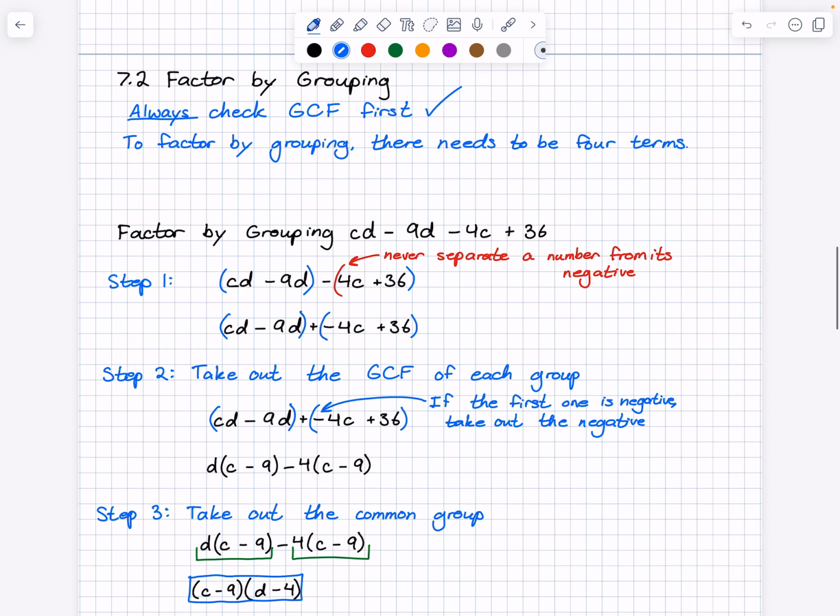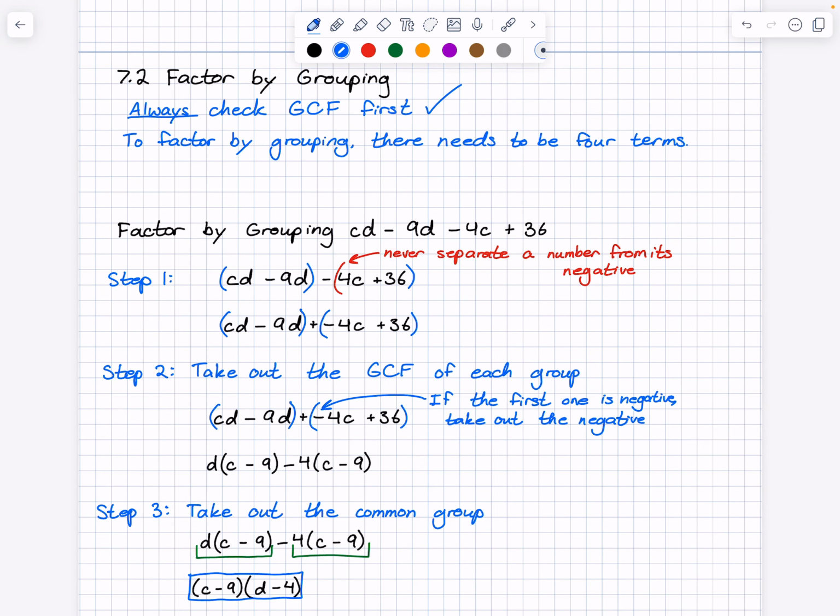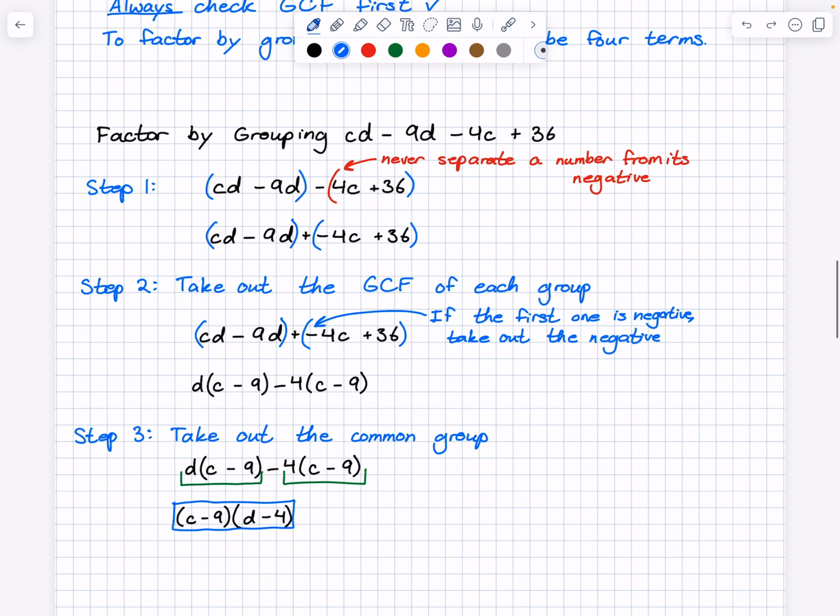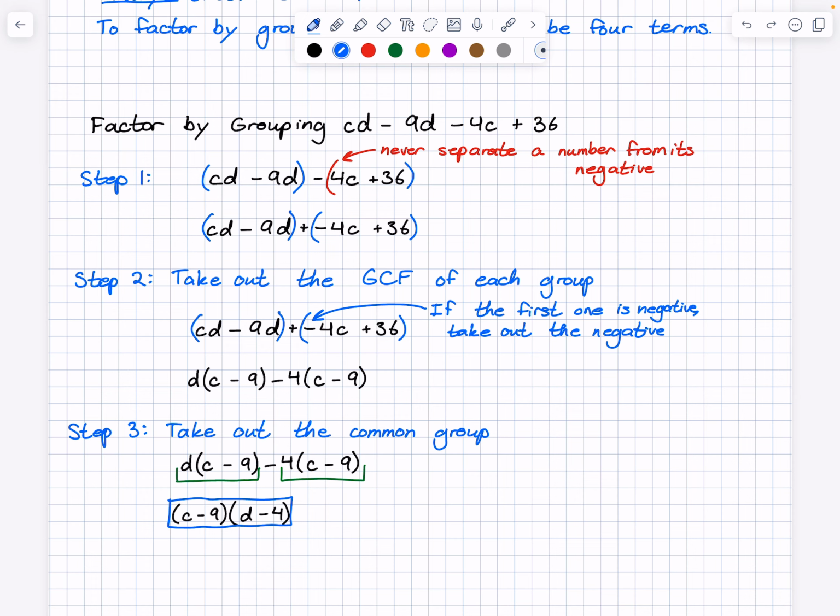So just a reminder, first check, do they all have something in common? If they do, you should take it out. These did not all have something in common, so we moved on to factor by grouping with these 3 steps. And these notes off to the side are just things to be aware of. You should never separate a number from its negative. And if the first one is negative, you should take out a negative. But as long as you follow these steps and keep these 2 rules in mind, that should do it.